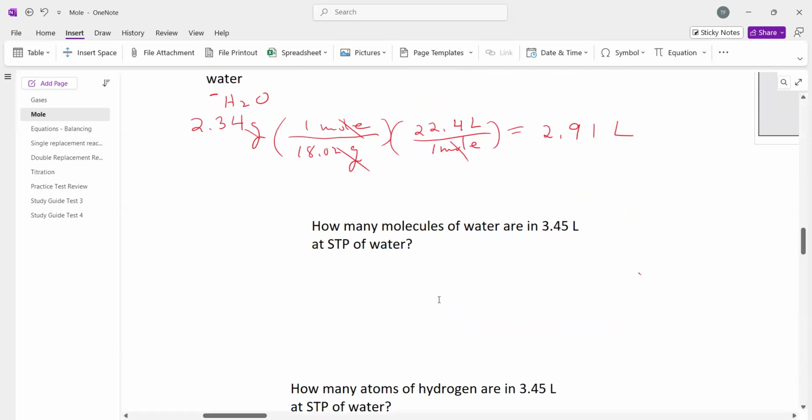Okay, let's do another one. How many molecules of water are in 3.45 liters at STP of water? So as we mentioned, liters in unit 2, in unit 3 there's going to be a different kind of liter. So if we're talking about gaseous liters, we've got a conversion factor for that. So what's given?